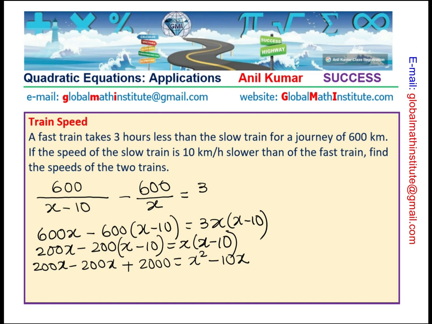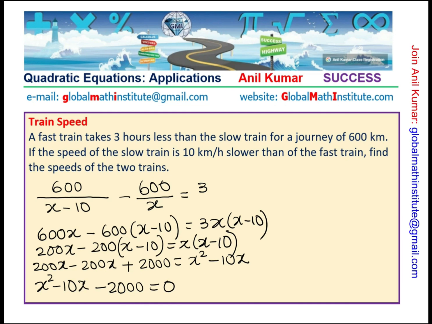Let's bring all of them to one side. X squared minus 10x minus 2000 equals 0. So we have a quadratic equation, as I said. We began with a rational equation, took a common denominator, multiplied, and got our equation. How do we solve it? Couple of ways. You could use the quadratic formula or you could even factor it.